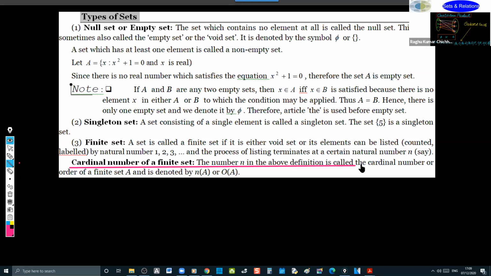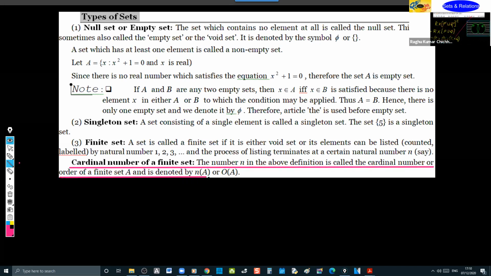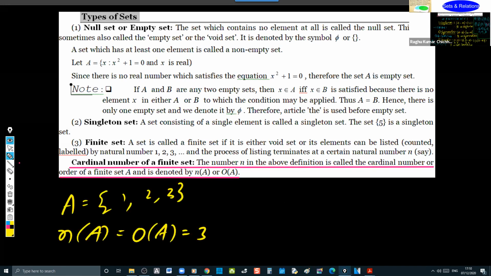In the above definition, the cardinal number or order of a finite set is denoted by n of A or O of A. So if you take a set like A equal to 1, 2, 3, then you can write it as n of A is equal to order of A is equal to 3. This is what you have to understand.